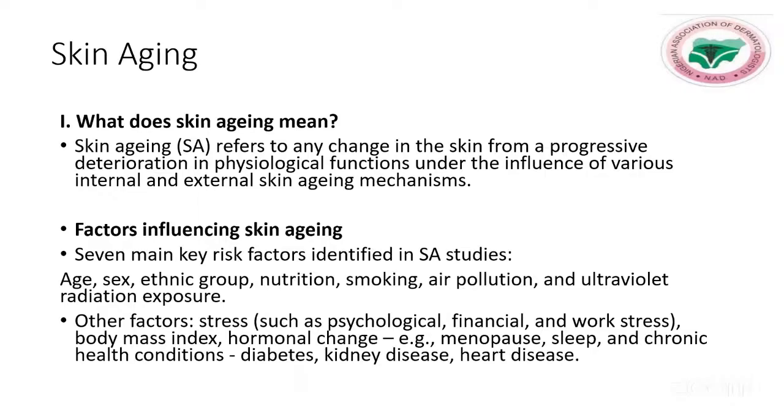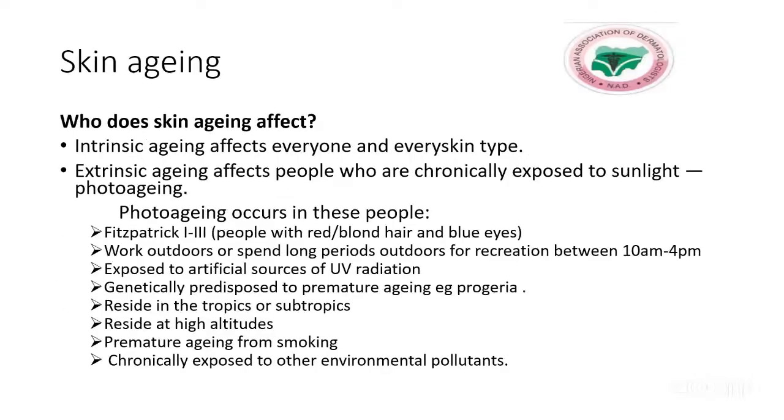You can see that when people are ill, they look older, weaker, and things like that. That's because of all those changes that occur in the skin. Who does skin aging affect? Skin aging is of 2 types, which I will talk about later: the internal one and the one due to external factors. The intrinsic aging, which is due to internal changes, affects everyone and every skin type.